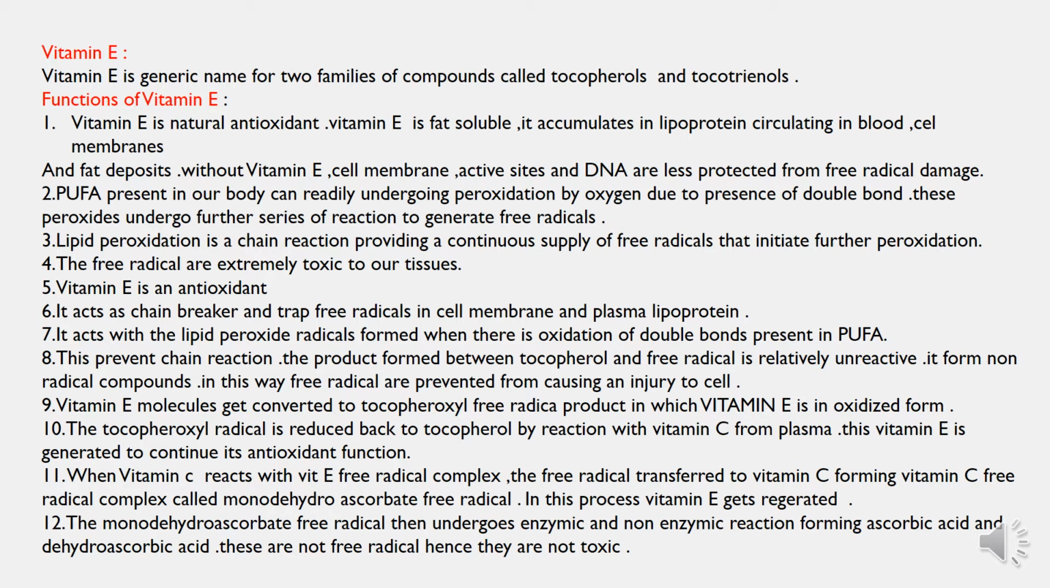Vitamin E is an antioxidant. It acts as a chain breaker and traps free radicals in cell membranes and plasma lipoproteins. It acts on lipid peroxide radicals formed where there is oxidation of double bonds present in PUFA. This prevents chain reactions. The product formed between tocopherol and free radical is relatively unreactive. It forms non-radical compounds. In this way, free radicals are prevented from causing injury to the cell.